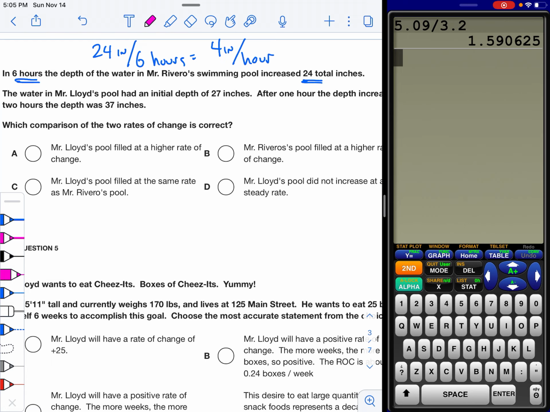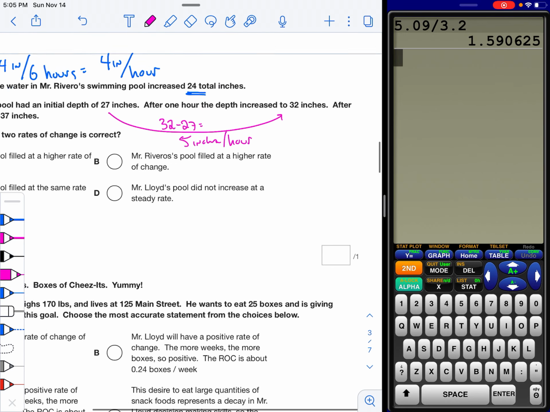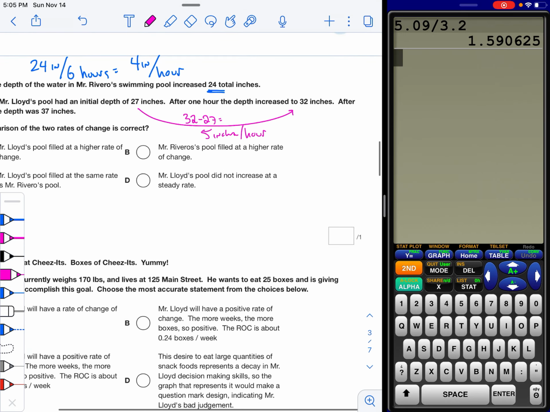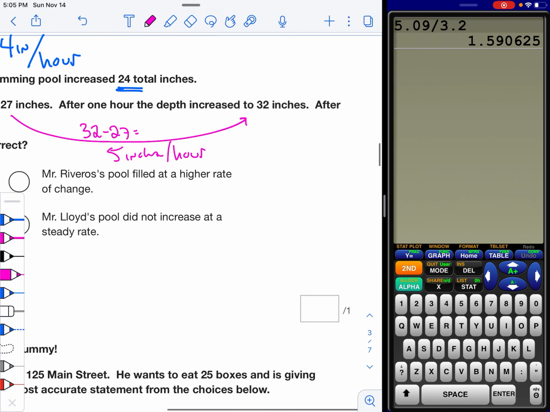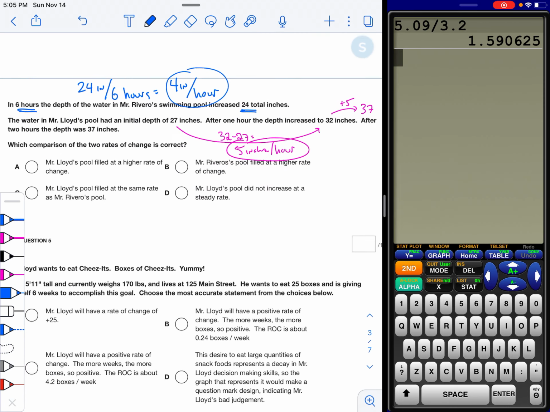The water in Mr. Lloyd's pool had an initial depth of 27 inches. So it started out with a certain height. After 1 hour, the depth increased to 32. So 32 minus 27 is 5 inches per hour. That's my increase after 1 hour. And then after 2 hours, the depth was 37 inches. From 32 to 37 is another plus 5, so it stays consistent. So I have 5 inches per hour, and Mr. Rivero has 4 inches per hour.